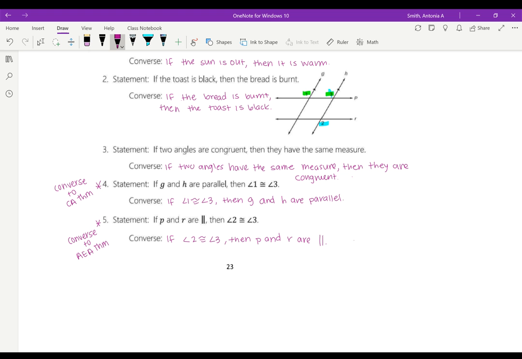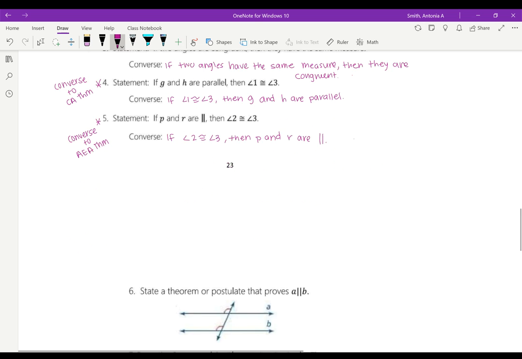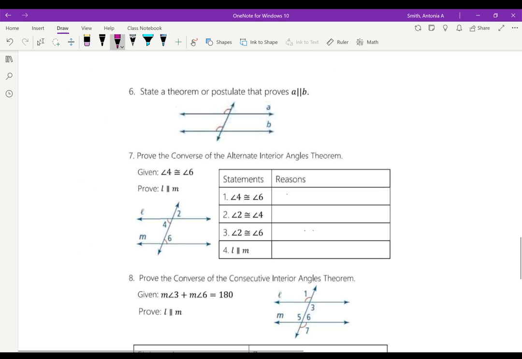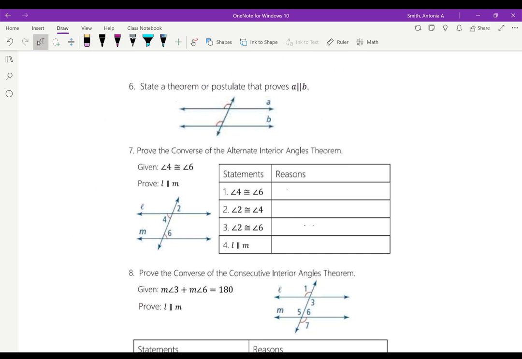Okay, so whenever we prove lines are parallel, we always are using a converse. So let's do a couple proofs using those converses. Okay, so number 6, it just asks us to state a theorem or postulate that proves A is parallel to B, given that diagram.